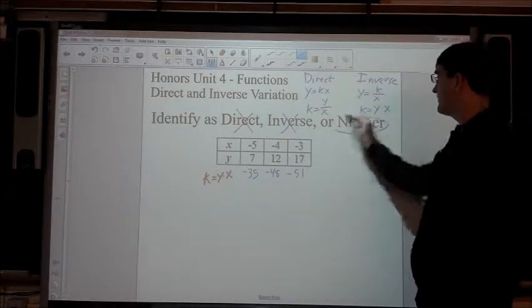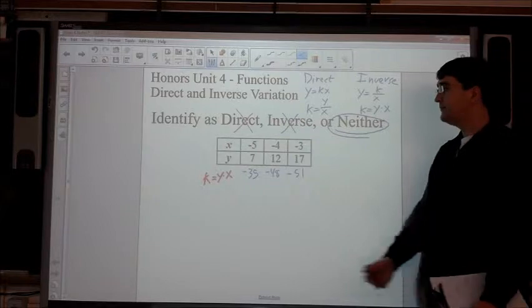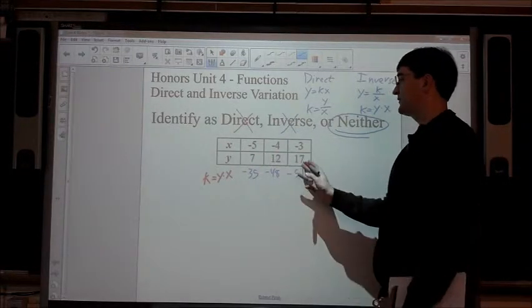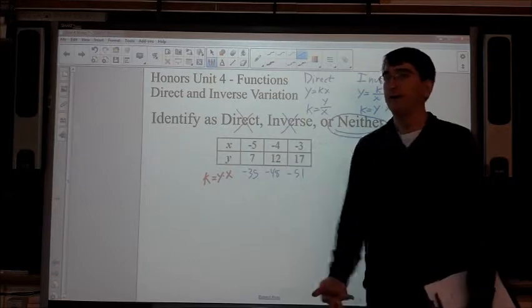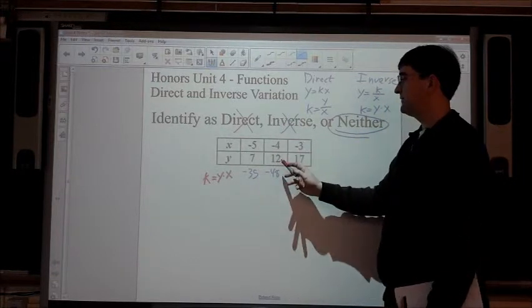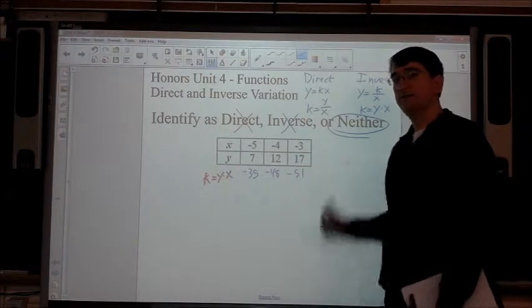It's neither. This is an example of one of those cases where it's neither inverse nor direct, because doing 7 divided by negative 5 and 12 divided by negative 4 and 17 divided by negative 3, that wasn't constant. Doing negative 5 times 7, negative 4 times 12, negative 3 times 17, also not a constant. So this is neither.